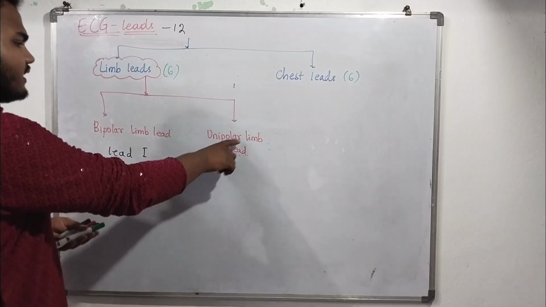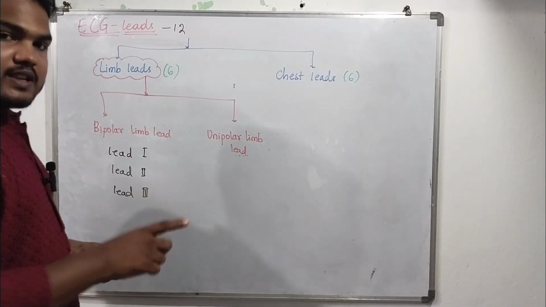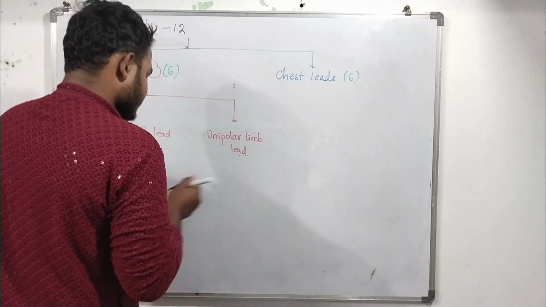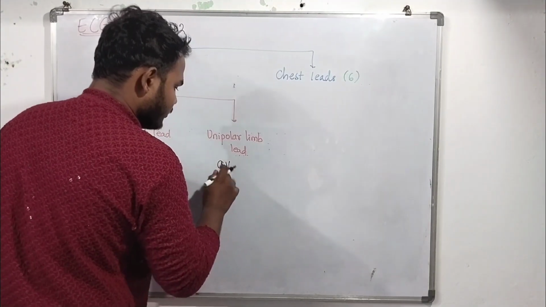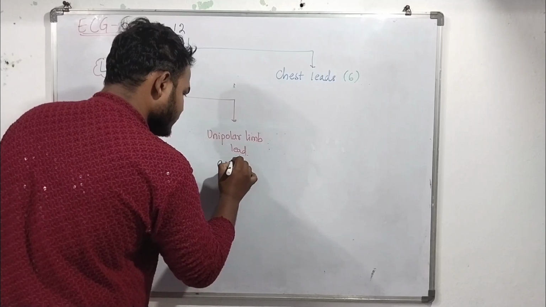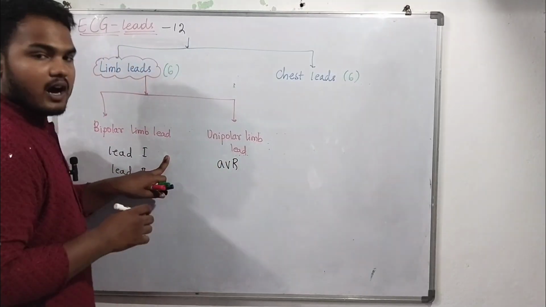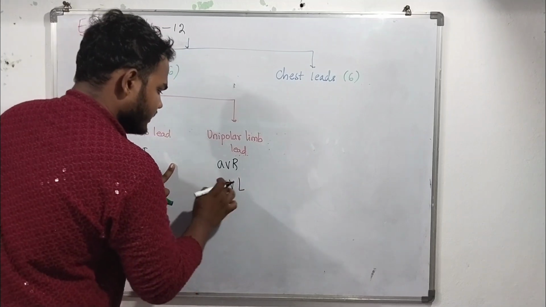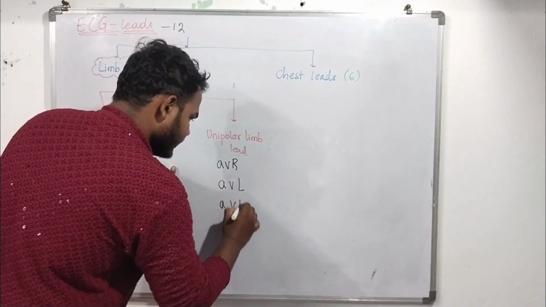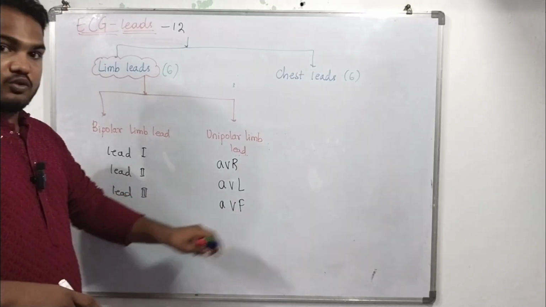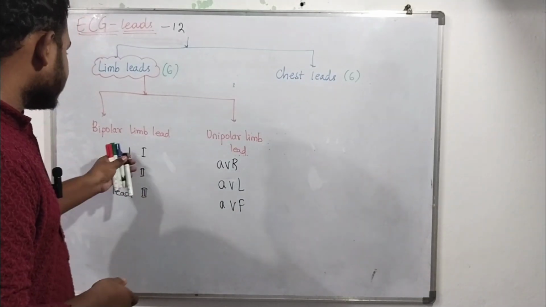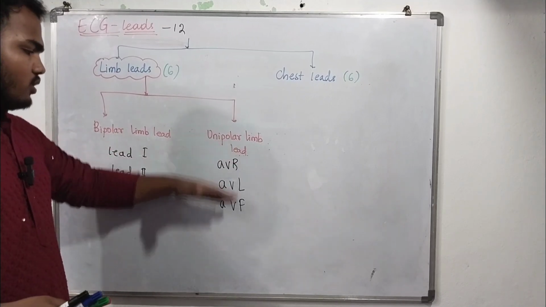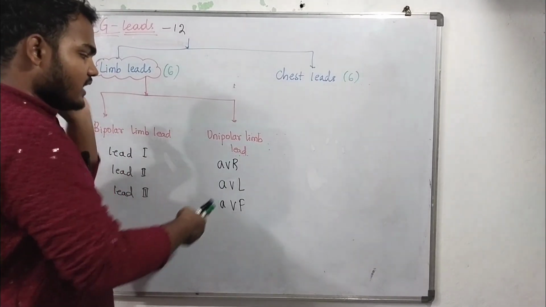Now the unipolar limb leads are also known as augmented limb leads. They are aVR, augmented vector of the right arm; aVL, augmented vector of the left arm; and aVF, augmented vector of the foot, meaning the left foot. These are the 6 limb leads: bipolar 3 and unipolar, or augmented limb leads, 3.